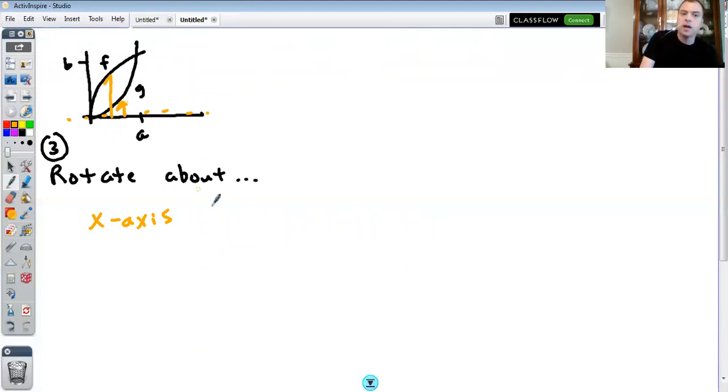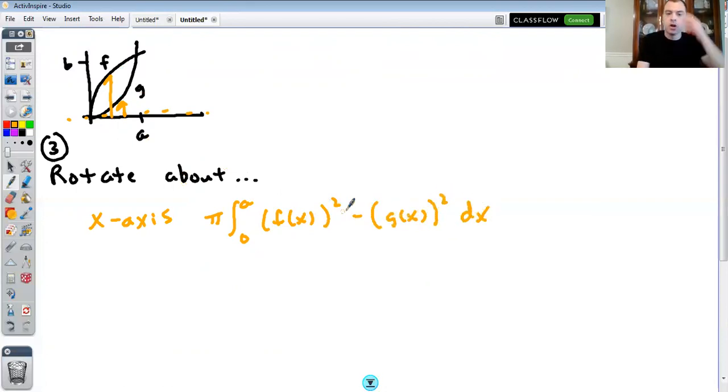So there are 2 radii. And I define each of those radii in terms of the function and from where I am drawing them from. So simply this time, it's just going to be f of x squared minus g of x squared dx. Big R squared minus little r squared.